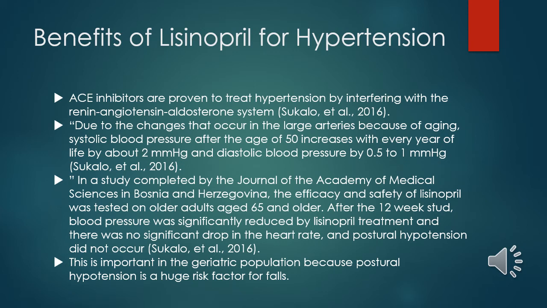Benefits of lisinopril for hypertension. ACE inhibitors are proven to treat hypertension by interfering with the renin-angiotensin-aldosterone system. Due to the changes that occur in the large arteries because of aging, systolic blood pressure after the age of 50 increases with every year of life by about 2 and diastolic blood pressure by 0.5 to 1.